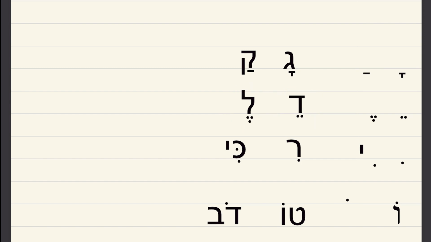The next vowel is the E sound. It's one dot or one dot followed by the letter Yud. So here we have the letter Reish with one dot, it will be Ri. And also here we have Kaf with a dot inside and a Yud followed, it will be Ki.